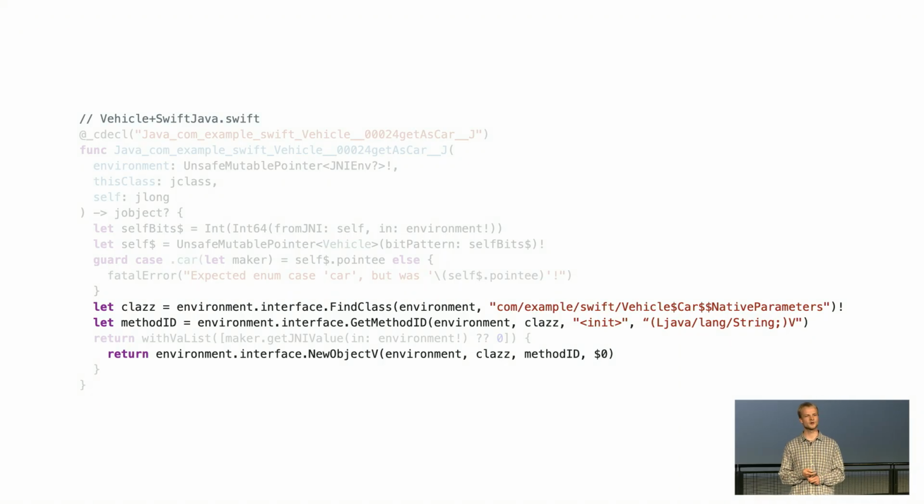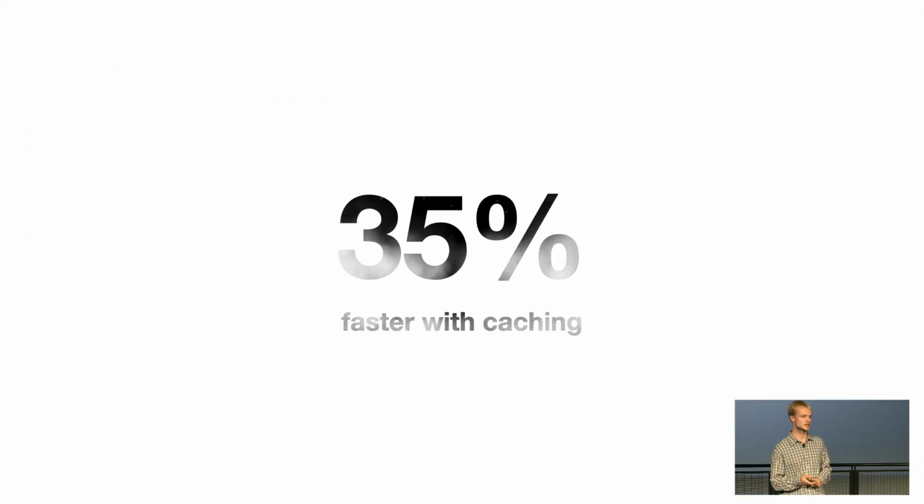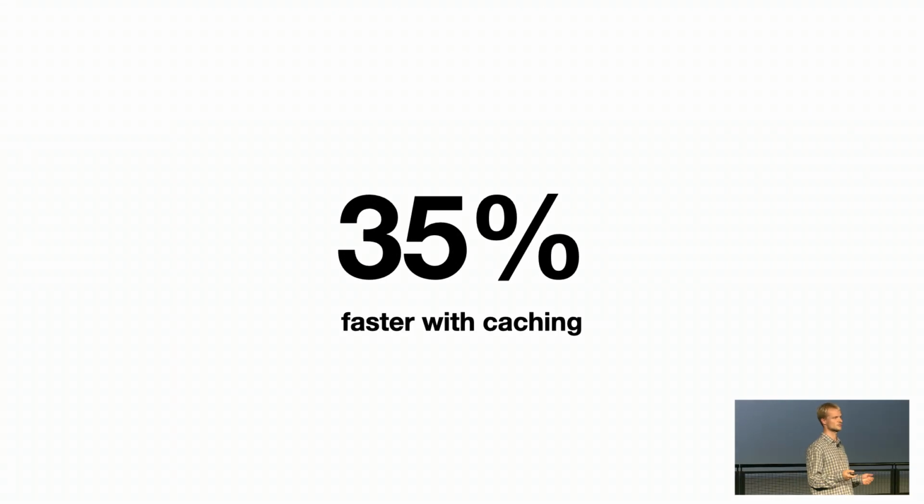Luckily, the pro of having a source generator is that we can generate caching for you. So actually, the code that we generate looks like this. It uses caching underneath the hood to cache the class references and the method IDs for quicker lookups, and actually gives a performance improvement of 35%, which is quite a lot.